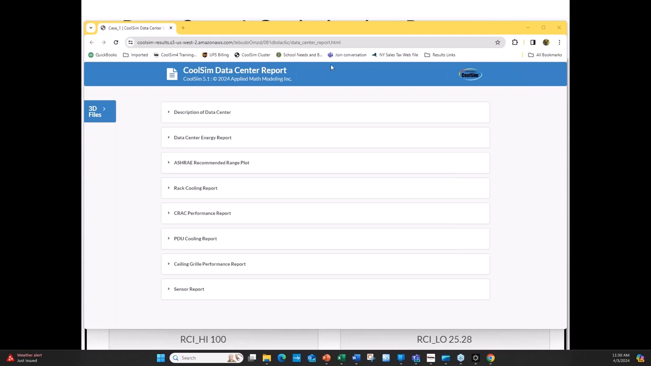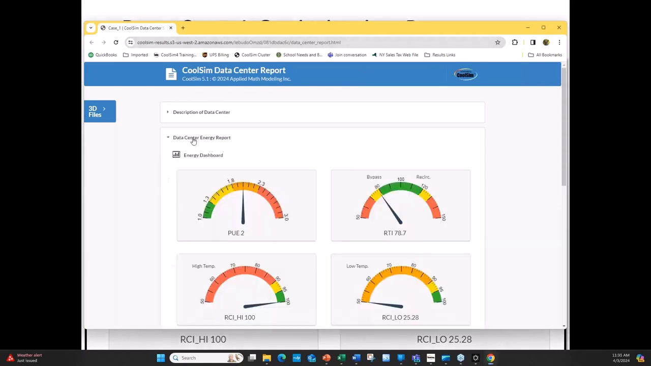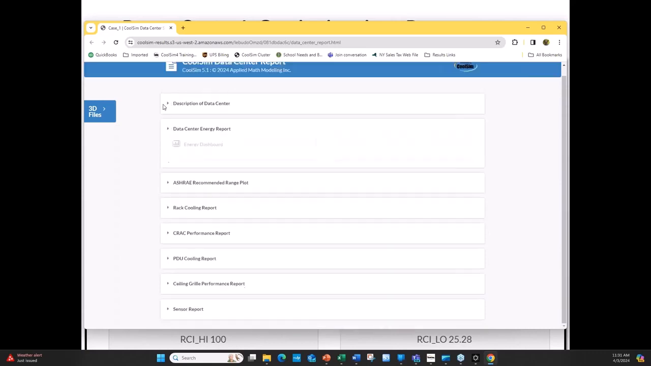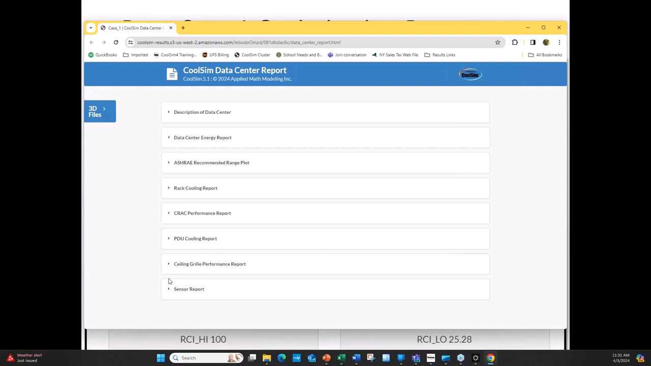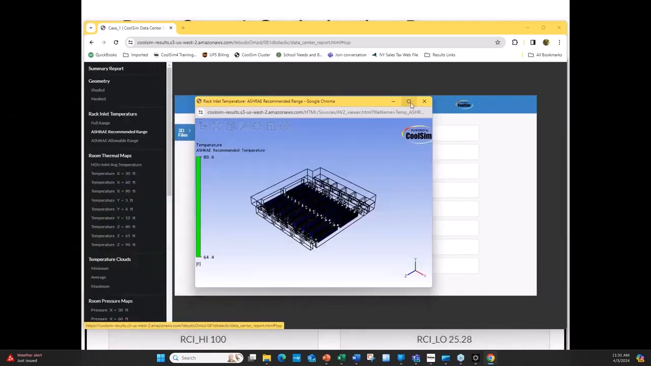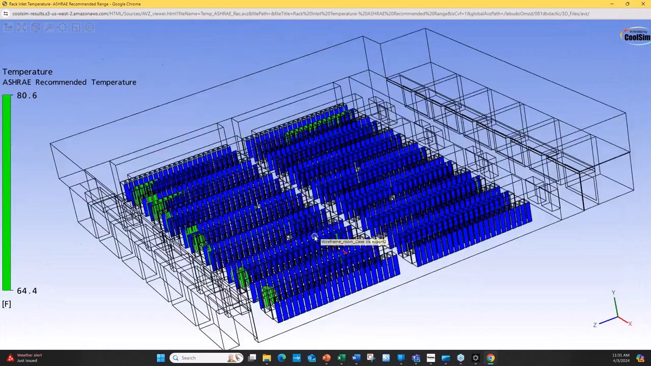But this is the CoolSim output report right here, and we're looking at it on the web. And this is how it's organized now. You see right here is the energy report with those plots in it. And then over on the left are all the 3D plots, and this is all numerical data over here. So let's first take a look at our rack inlets, because this is the one that we always look at. We call this a Visine chart sometimes.